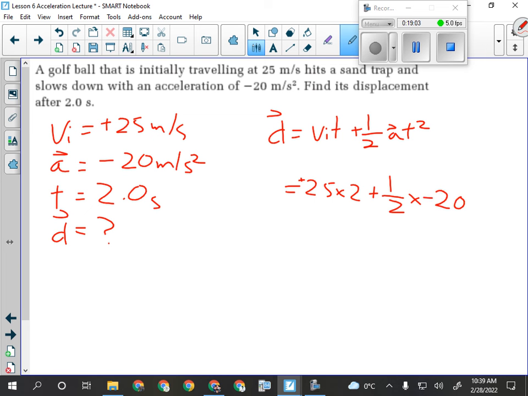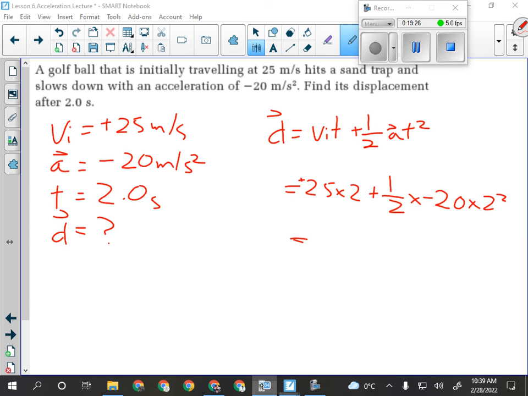There's the mistake people would make in this question. They forget to put the negative on it. This thing goes a lot further if you don't make that acceleration negative, because you're telling it that by hitting the sand trap, the ball sped up, and it would definitely go further. Times t squared, 2 squared.